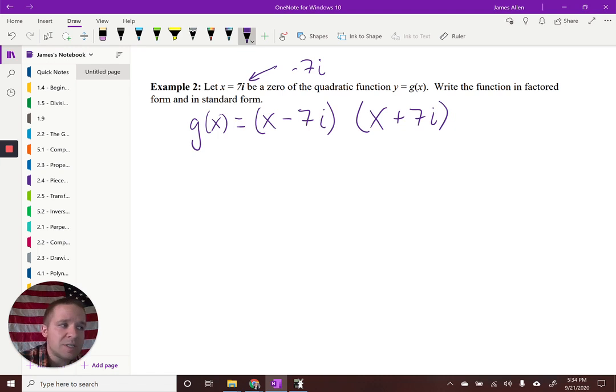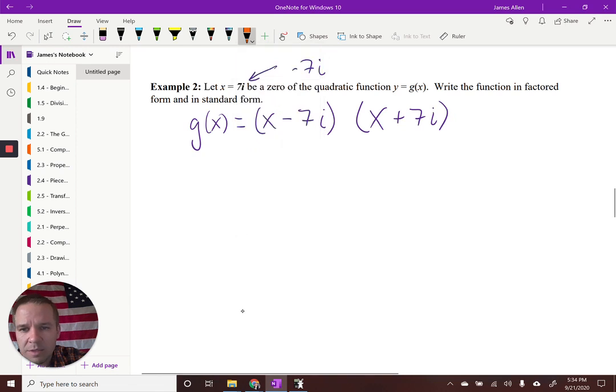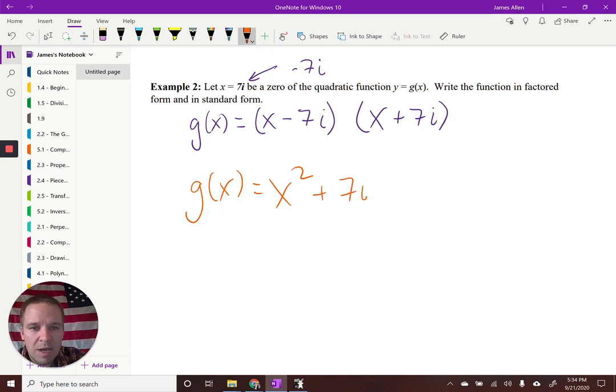All right, so this is my factored form, but now we want to get it into standard form. So we're going to FOIL this out. All righty, so if I do that, I'll change colors now since we're going to go into our standard form. I'd have x times x is x squared. Then I'd have positive 7i x, and then minus 7i x, and then let's see here, that's negative 49i squared.